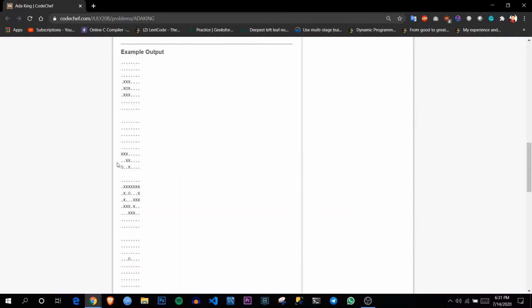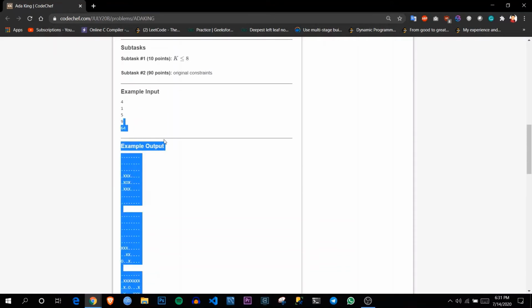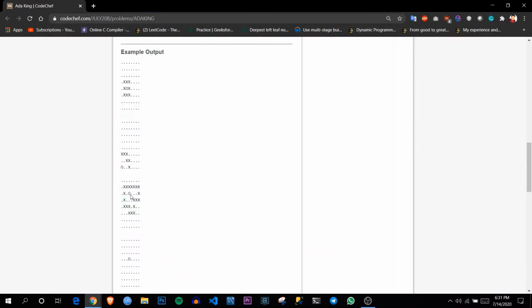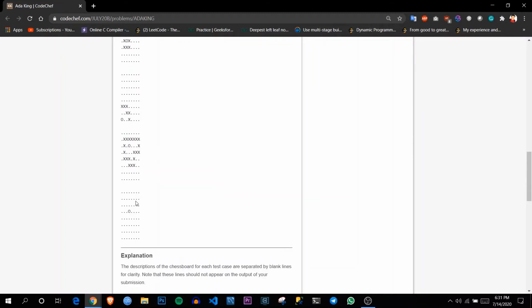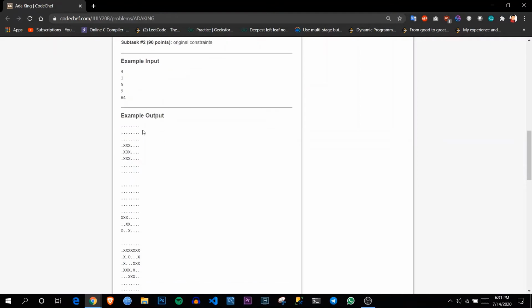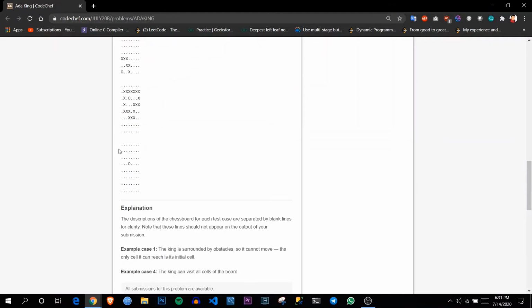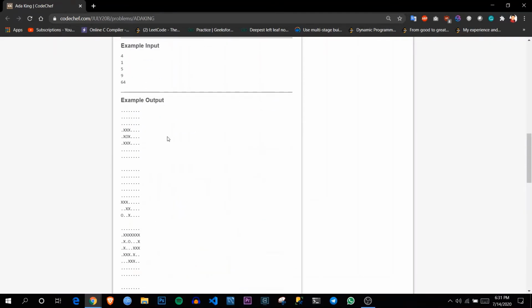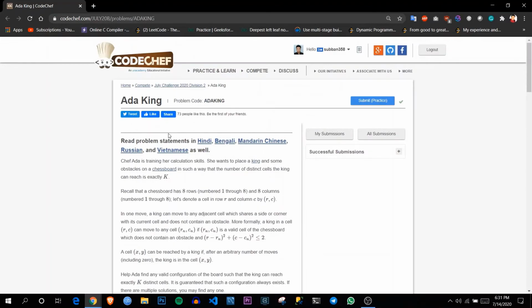There can be some other orientations also. So we have to find out that trick to solve this problem. So same thing here for 9 also. Here we can see it can go up to 9 places, and here there is no obstacle because the given value is 64. That means it can go anywhere in the grid. So 8 into 8, 64. So this is the problem statement, and let's see how we can solve it.